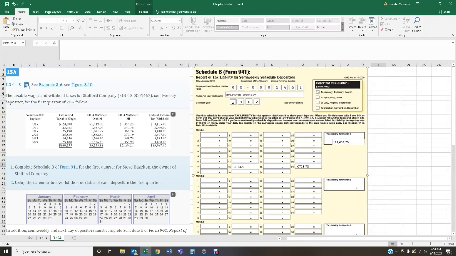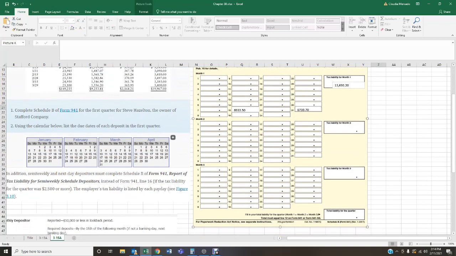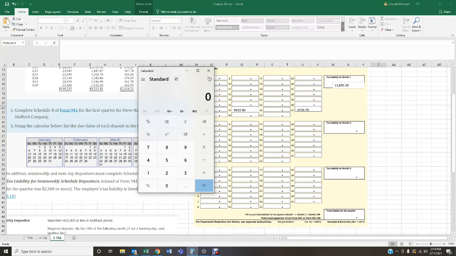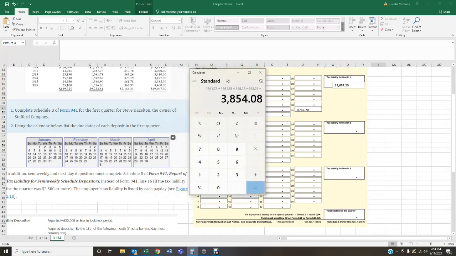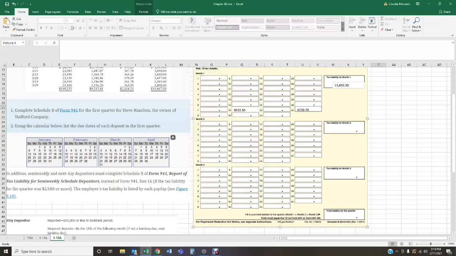We're going to do the same thing for month number 2. The first one we have is February the 15th. For February the 15th, I've got my OASDI for 1561.78, and we do that twice, one for the employee, one for the employer. We've got 365.26 for HI for the employee, 365.26 for the employer, and 3410 for federal income tax, and that's 7,264.08. Let's put that in February the 15th.